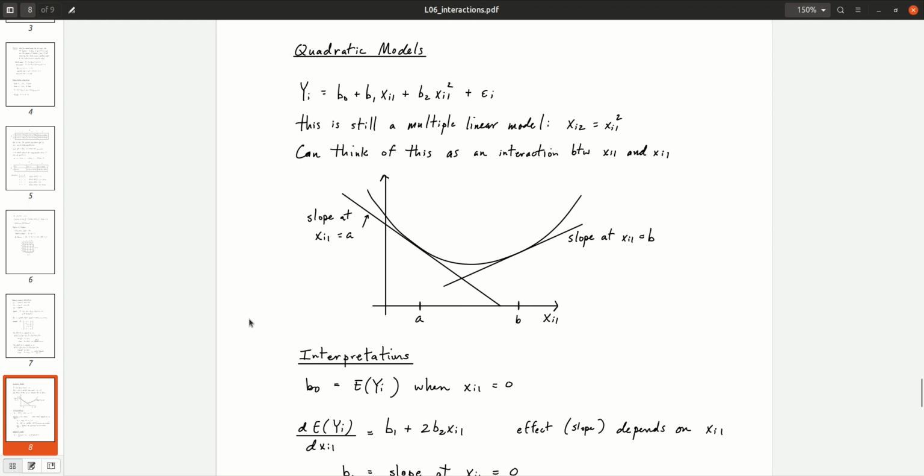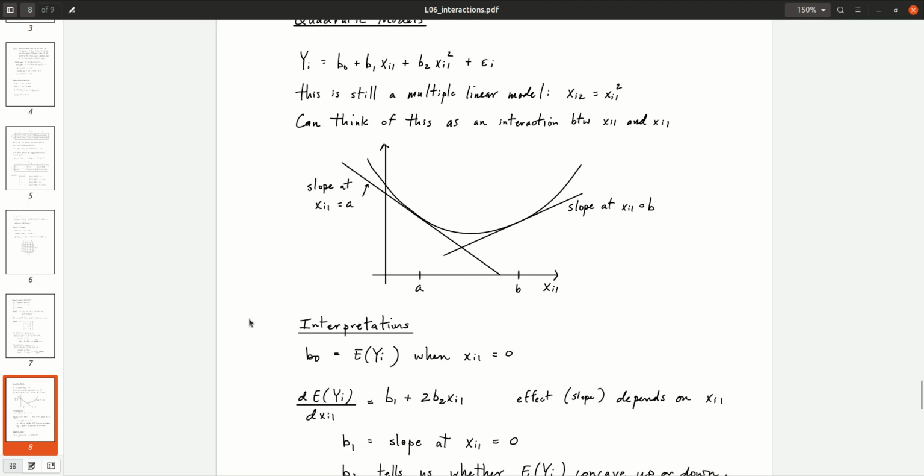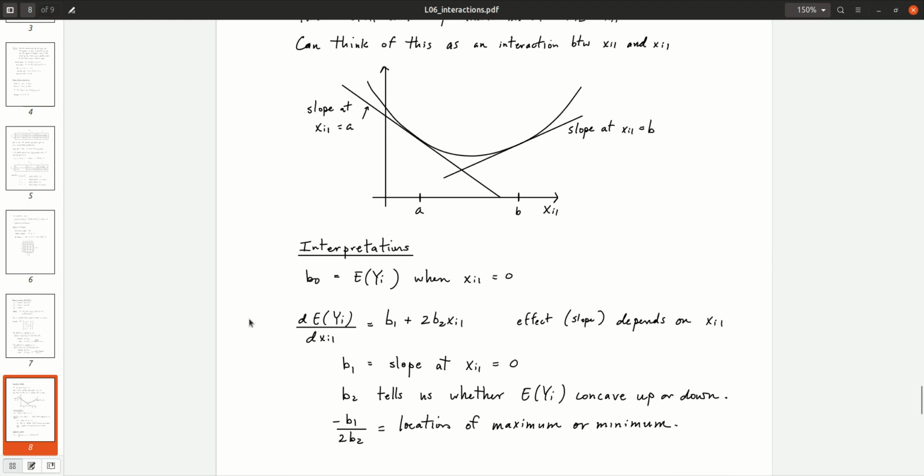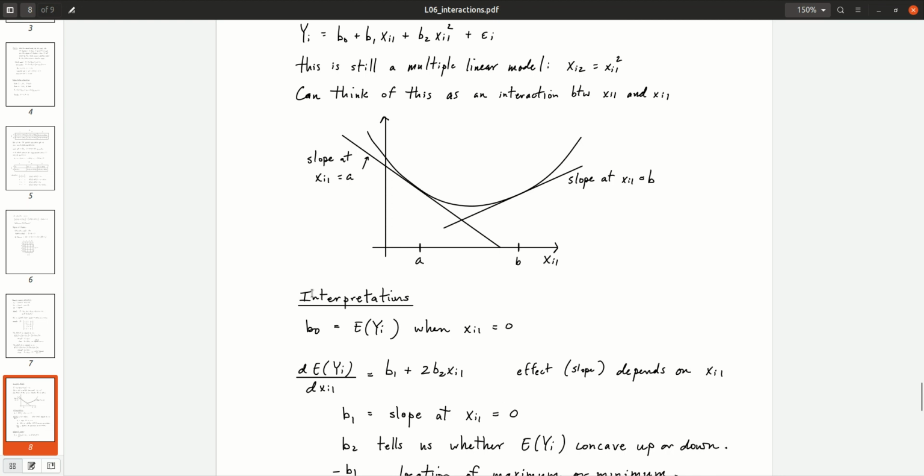So let's say a little bit about interpretations for the parameters in this model. So this is all review of your algebra course, probably in 8th grade or in high school. If we look at B0, this is just the expected value of yi when xi1 is 0. So if we set xi1 to 0 and look at expected value yi, we get B0. So this is the point where the expected value crosses this axis here. So that one is kind of easy to interpret.